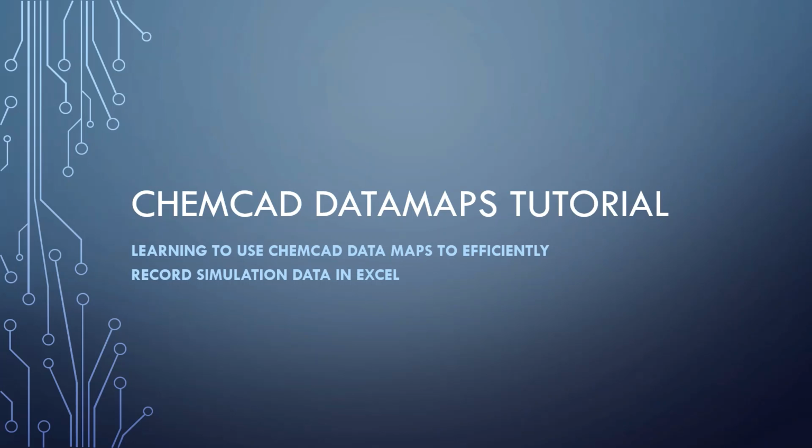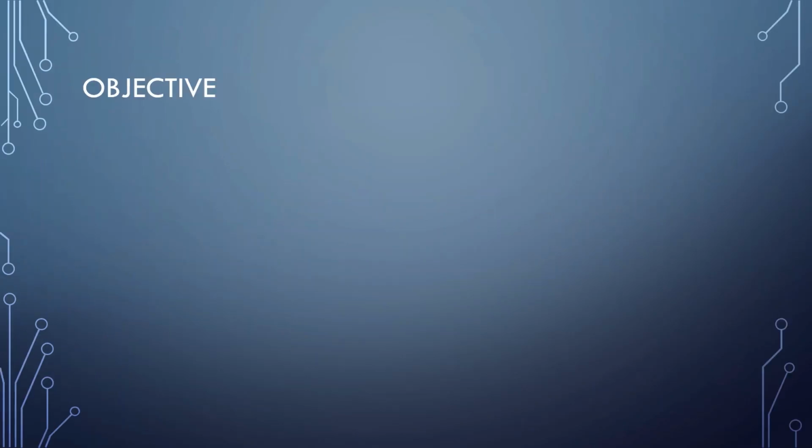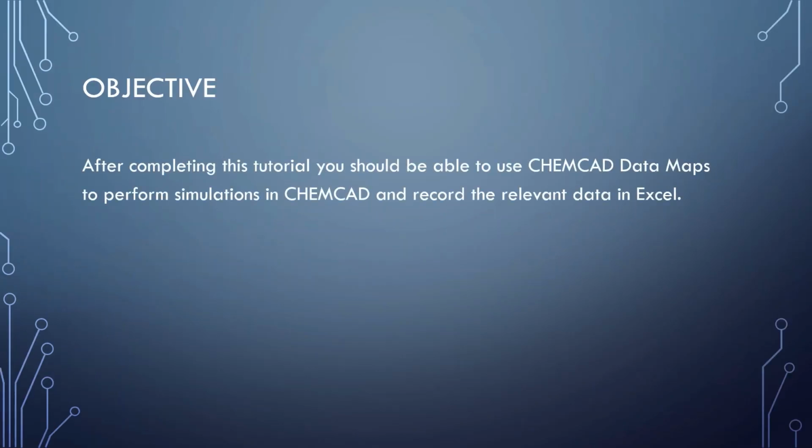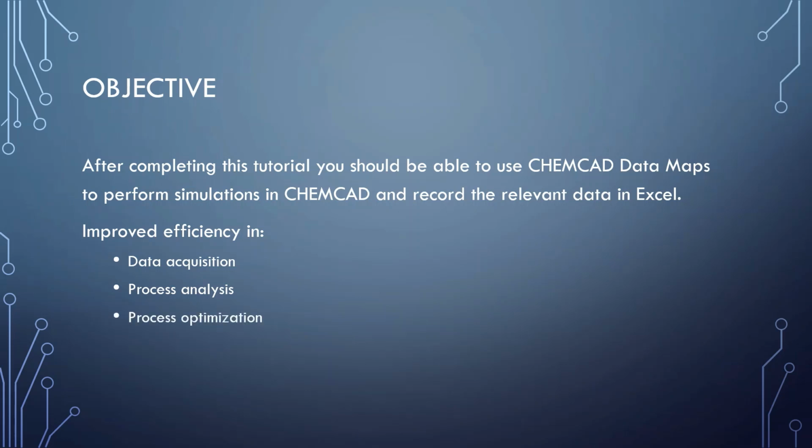Welcome to this KimCAD Data Maps tutorial, where I'm going to teach you to use KimCAD Data Maps to efficiently record simulation data in Excel. The objective of this tutorial is to have you understand how to use KimCAD Data Maps correctly to perform these simulations in KimCAD and then record the relevant data that you want in Excel. This will help you to improve efficiency in data acquisition from your simulations, and process analysis, and also in process optimization and determining which variables that you really need to pay closer attention to.